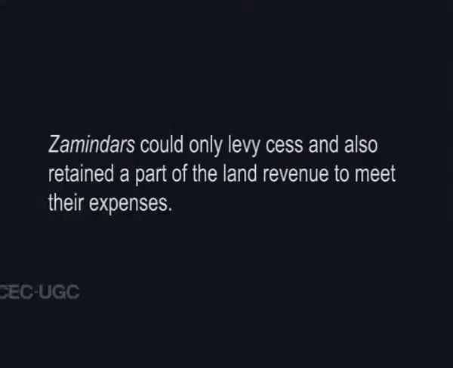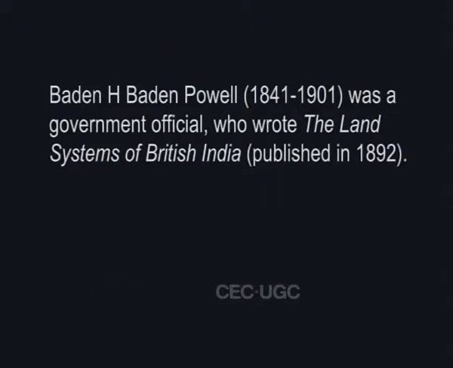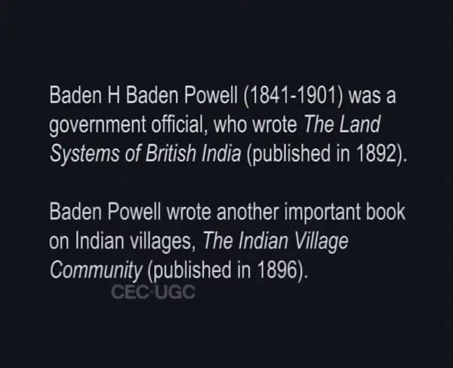But at the same time, it was true that they could also impose cesses, their own rates, and squeeze the peasants. Side by side, they had a claim to a share of the land revenue, and in this way they could subject the peasantry to various forms of exploitation. According to Baden-Powell, who wrote Land Systems of British India, there was also another type of village which had the appearance of joint or common ownership. That was a third type of land, as pointed out by Baden-Powell.